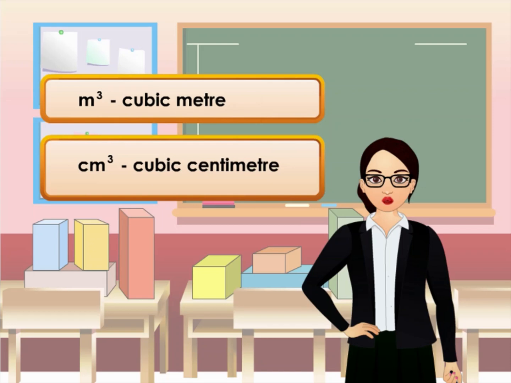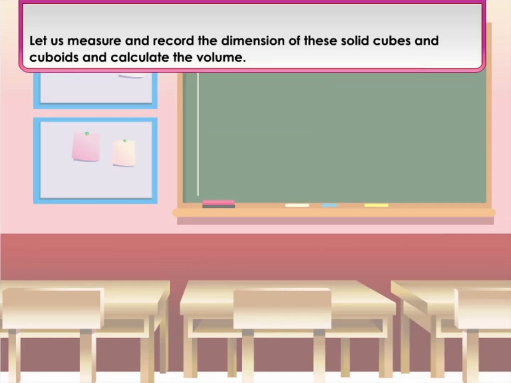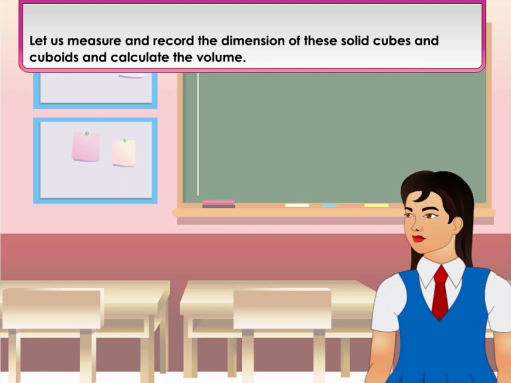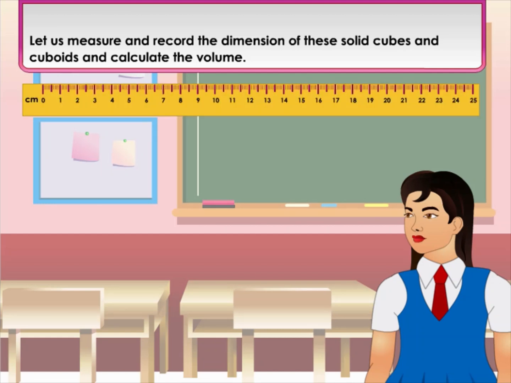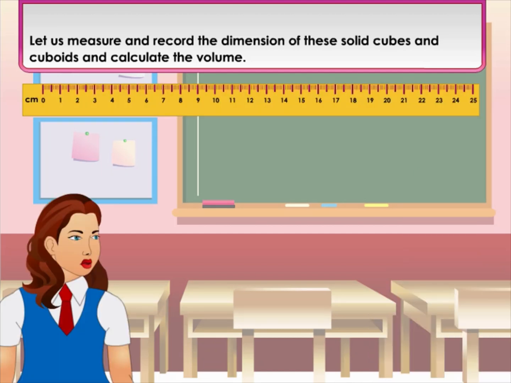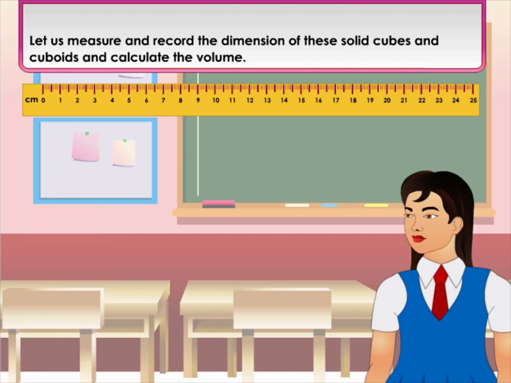You can sit in groups of 3 and do the activity. Any more questions, children? No, teacher. You can start now. Okay. Let's measure and record the dimensions of these solid cubes and cuboids and calculate the volume. Anu, we will use this ruler to measure the containers. Let me measure. You will record the measurement in the table. All right, let's start now.